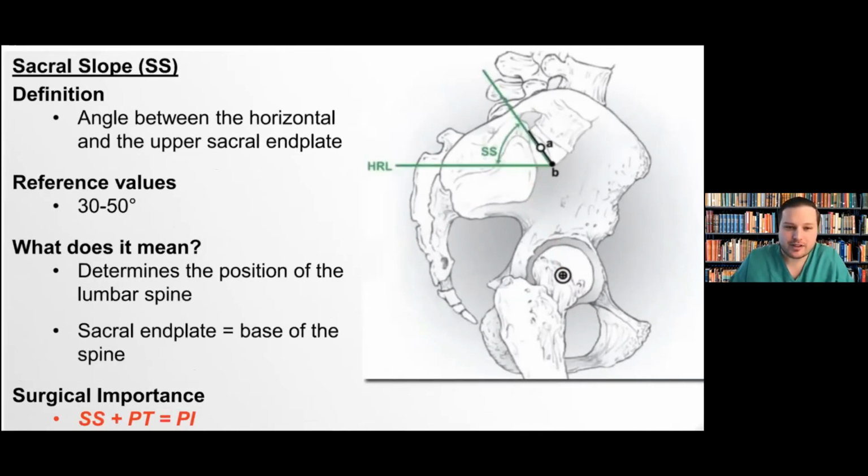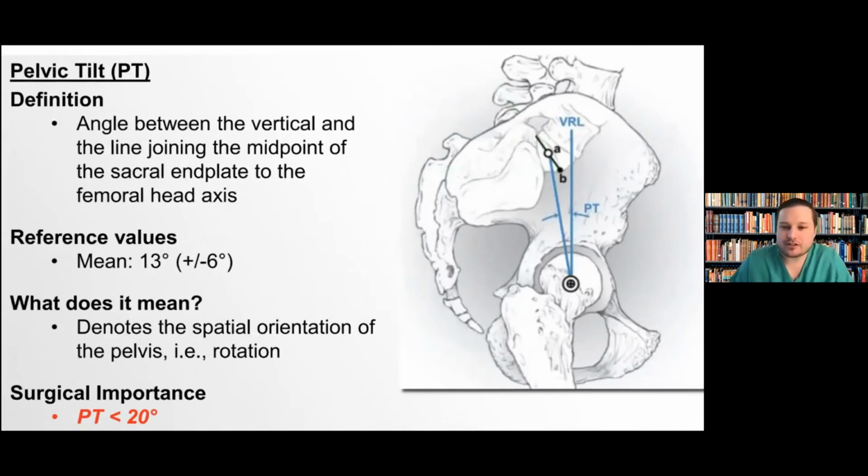Sacral slope is the angle between the horizontal line and the upper sacral end plate. This changes. It's usually between 30 and 50 degrees. And it is important because the sacral slope plus the pelvic tilt equals the pelvic incidence, which we know is a fixed value. And we know that pelvic tilt is how patients compensate for their sagittal imbalance.